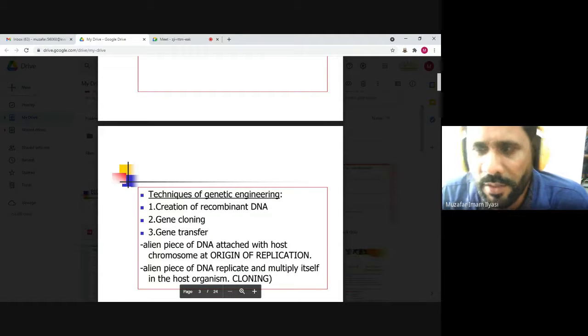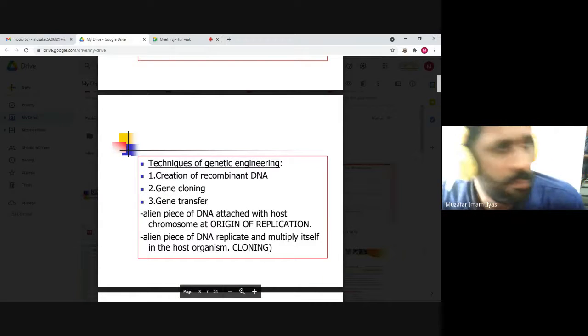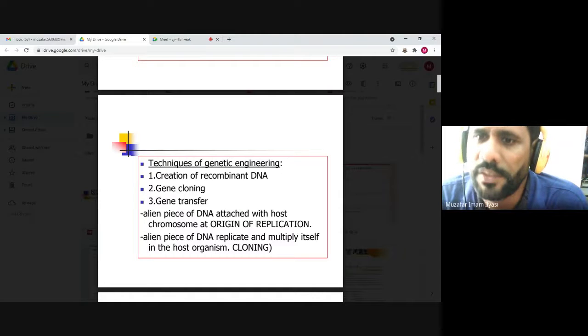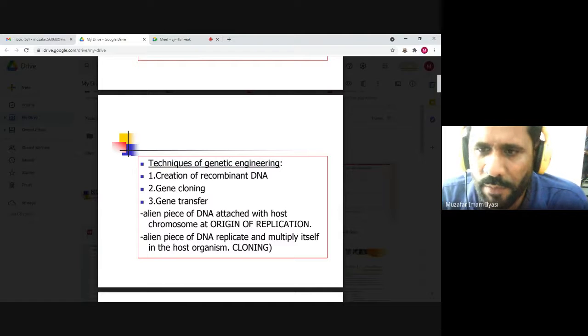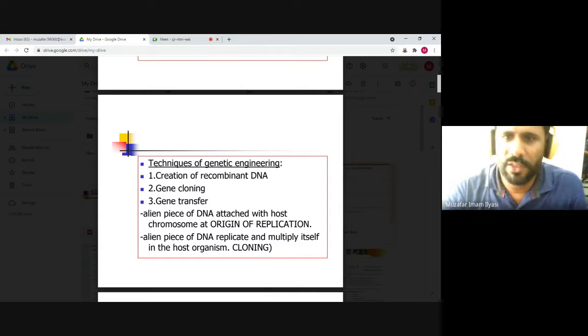What are the techniques of genetic engineering? Undoubtedly, three basic techniques. First of all, creation of recombinant DNA. Second is gene cloning. And third one is gene transfer. An alien piece of DNA is attached to the host chromosome at the origin of replication. The alien piece of DNA replicates and multiplies itself in the host organism, which is called cloning.